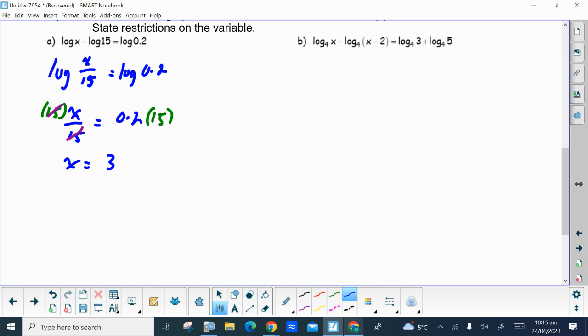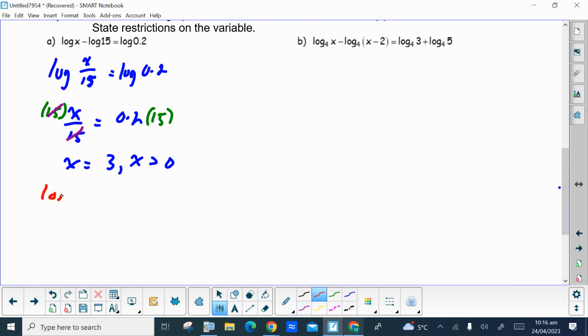Our restriction. We look at each term, and it's only the first term on the left that has a variable. And remember, you cannot take the log of a negative number, nor can you take the log of 0. So because the argument of that term is just x, our restriction is that x has to be greater than 0. So our answer is not outside that restriction. It is a number greater than 0. So that doesn't eliminate that solution, but we will check to make sure that it actually works.